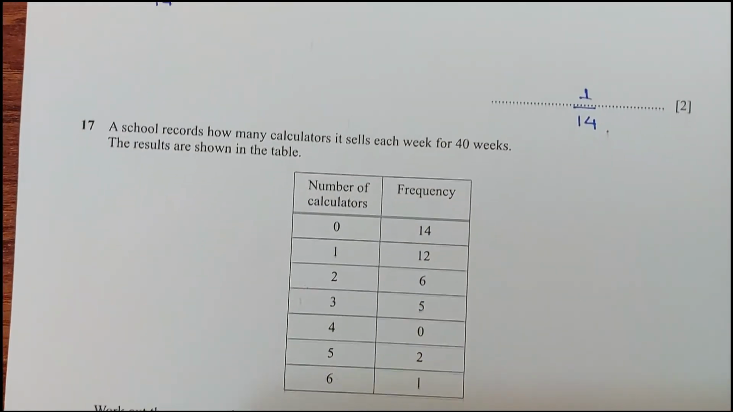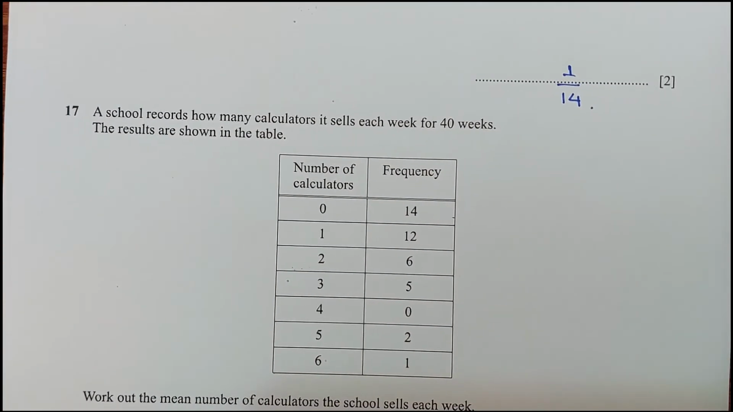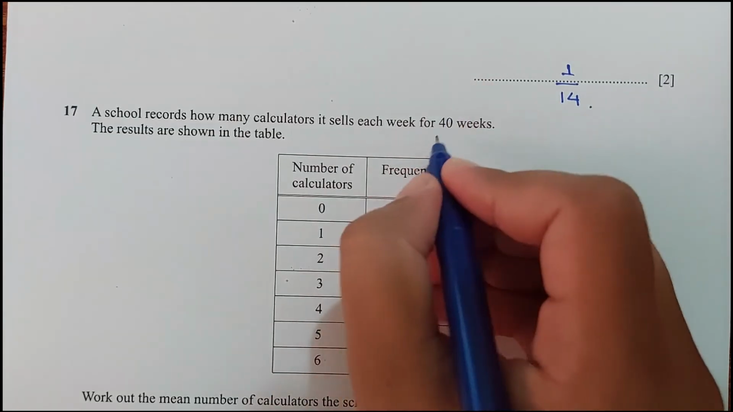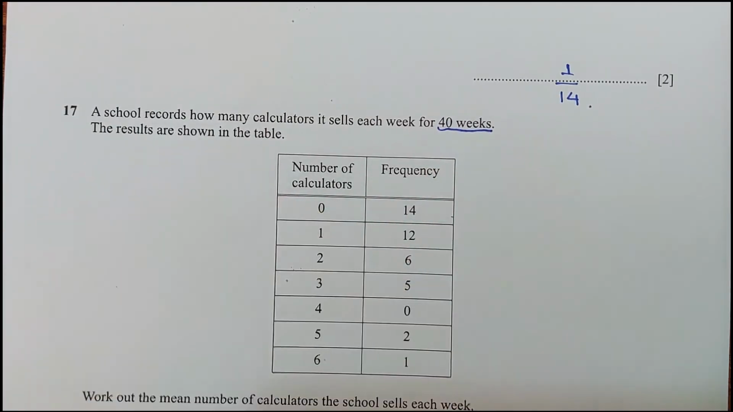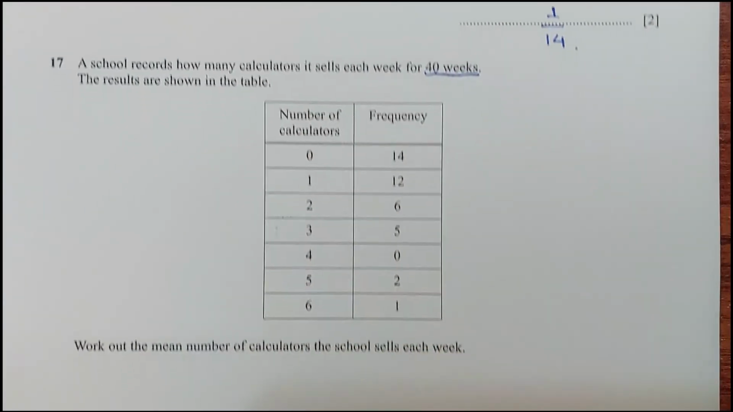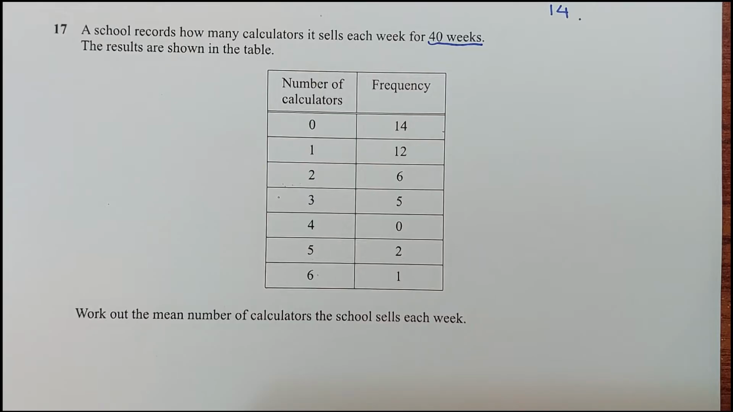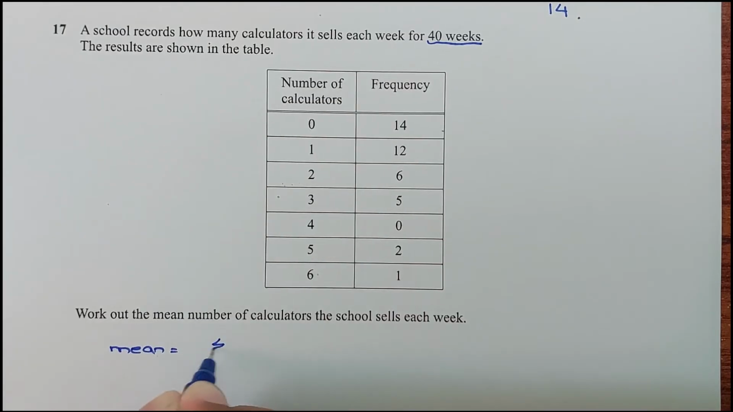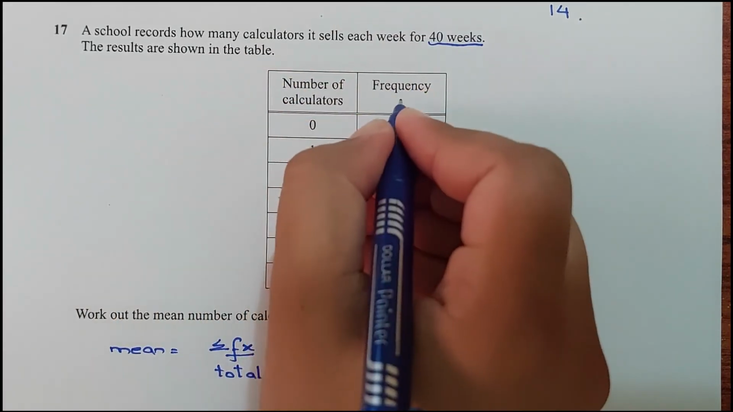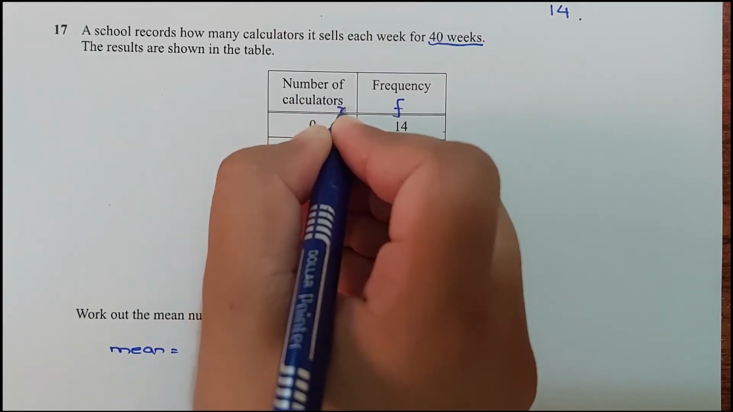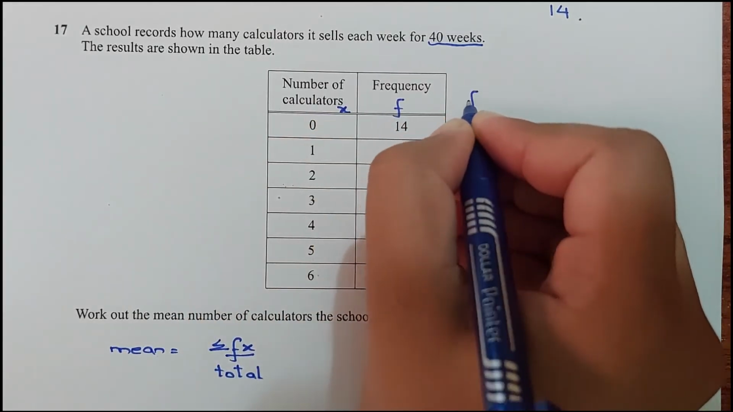Right. Number 17, a school records how many calculators it sells each week for 40 weeks. The results are shown in the table, number of calculators and the frequency. Work out the mean number of calculators the school sells each week. So the formula for the mean is sum of fx divided by the total. Total is 40. This is the frequency and this is the x, right? So let me do the product of fx.